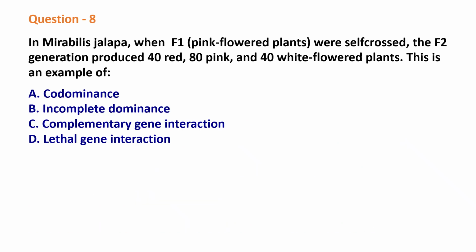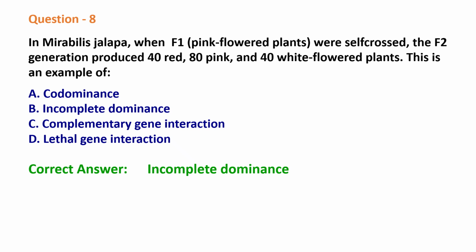Question 8. In Mirabilis jalapa, when F1 pink flowered plants were self-crossed, the F2 generation produced 40 red, 80 pink and 40 white flowered plants. This is an example of, options: codominance, incomplete dominance, complementary gene interaction, lethal gene interaction. The correct answer is incomplete dominance.